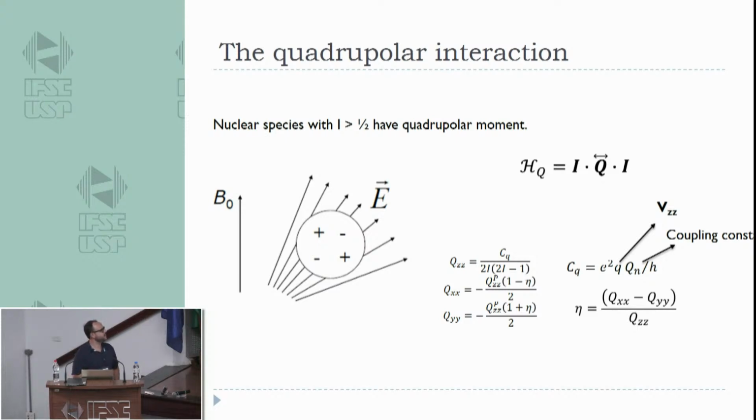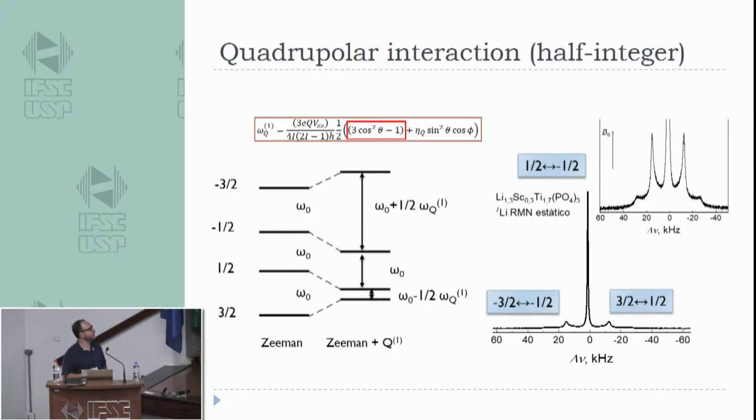Then it has this appearance here. I will not open up the equations here. We are running out of time, but I want to show the effect in the spectra and in the energy splittings. So if we take a half-integer nucleus, we have these splittings here, and this constant omega q is given by this equation. And look at what we have again, the same second-order Legendre polynomial. So this is relative to the orientation between the quadrupolar moment tensor and the magnetic field.